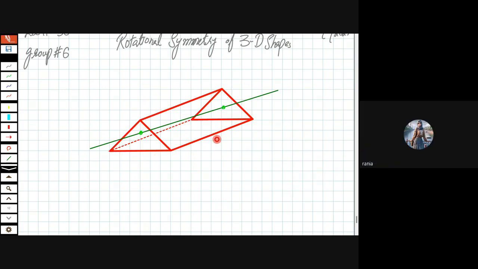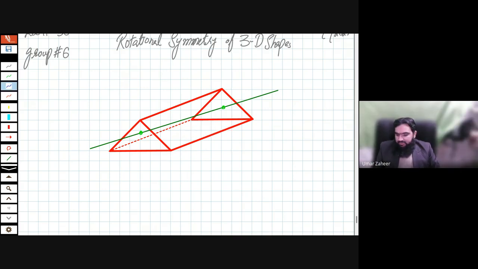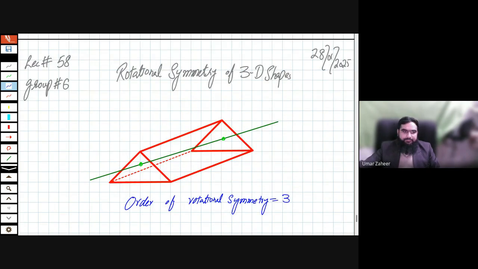Three times. Yes, you are going to see it three times. So the order of rotational symmetry is equal to 3. Yes, everyone, is it clear?